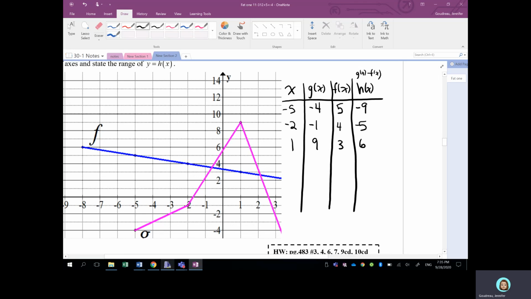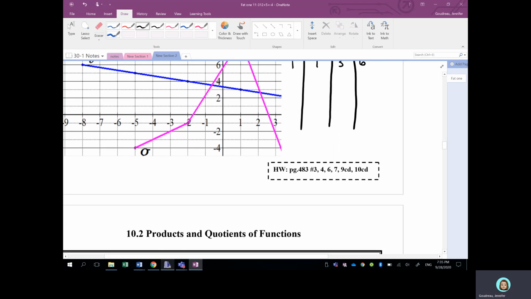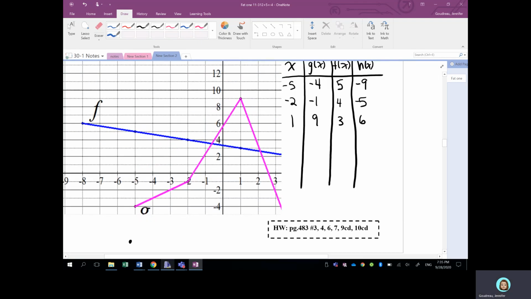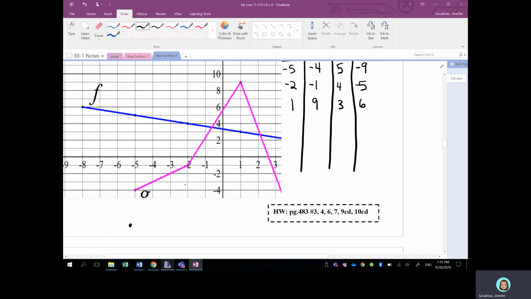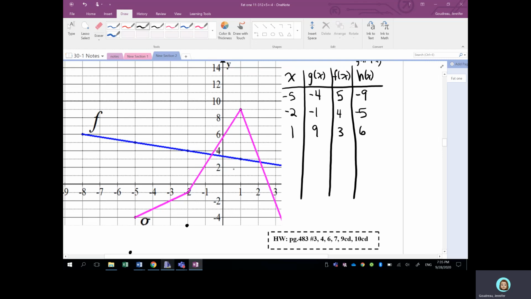So let's plot our new points. -5, -9. So that's going to be way down here. We're just going to kind of guesstimate where it is. -5, -9. So 2, 4, 6, 8. We'll say down here. Okay. And then at -2, we're down at -5. So right here. And then at 1, we are at +6. And then it goes down from there.